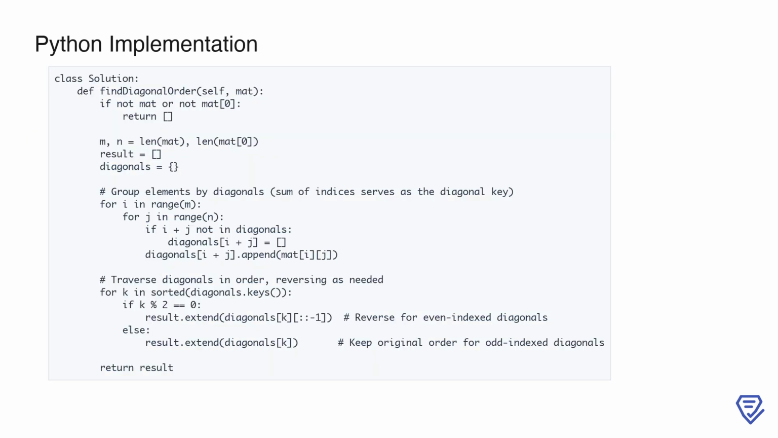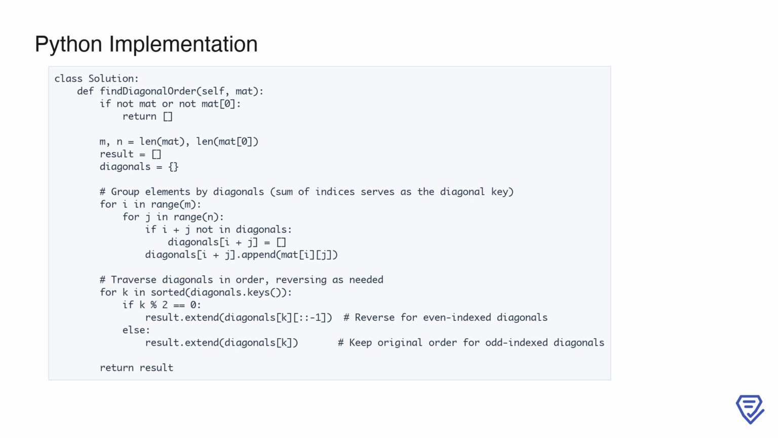This solution to the diagonal traverse problem follows a systematic approach to group and traverse the matrix diagonally. We start by checking if the input matrix is empty or its first row has no elements, in which case an empty list is returned. Next, we determine the dimensions of the matrix, m rows and n columns. We initialize an empty dictionary, diagonals, to group elements by diagonal levels, where the diagonal key is the sum of the row and column indices, i plus j.